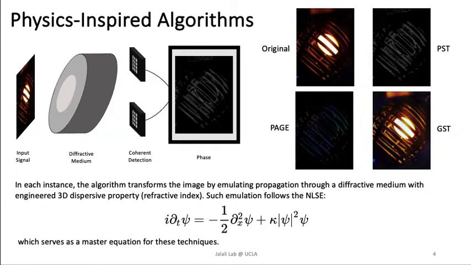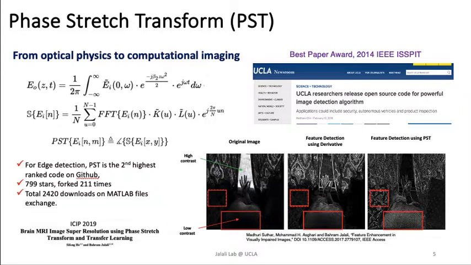Essentially, we have our incoming signal witnessing a modification by propagation through a medium with some engineered 3D dispersive property. And this is instituted by applying a phase kernel to the frequency domain of the image, which incurs some phase profile. And this can lead to all sorts of filters, but we show three of which that we'll explore here in detail. And they can be seen on the right, operating on the same image. We have PST and PAGE, which are both feature extraction algorithms, and then GST, which is an image enhancement algorithm, which we sort into PST. And you can see here coming from optical physics to computational imaging.